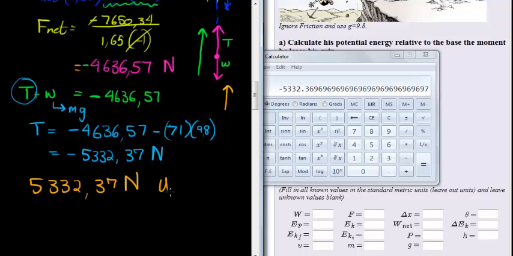5,332.37 newtons upwards. And that's it. Long question, and you have to keep a cool head to get to the right answer. But well done if you got it.